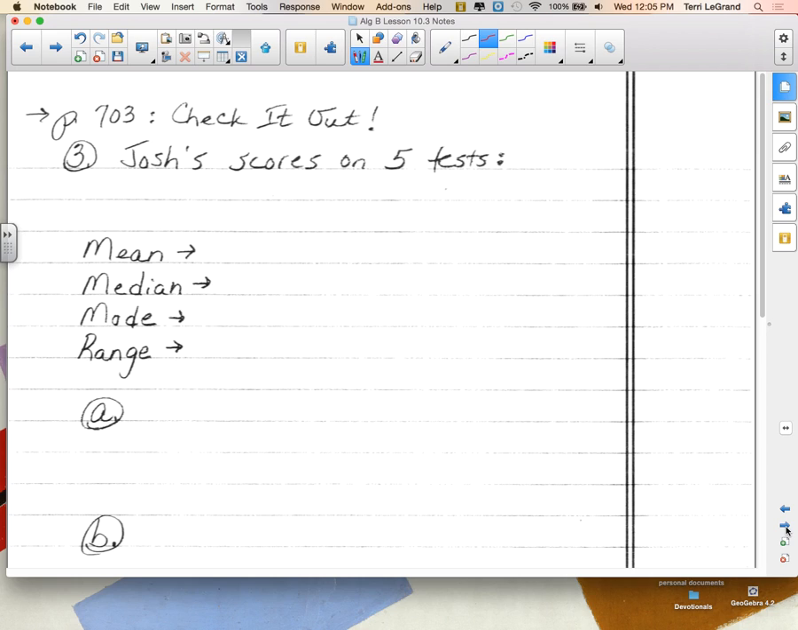Now we're going to do number 3, which is at the bottom of the page. Here's some test scores. Josh scored 75, 75, 81, 84, and 85 on 5 tests. Hey, guess what? They already ordered them, didn't they? So let's go ahead and write those down. 75, 75, 81. And guys, I'll be checking those notes tomorrow. Make sure you fill in that backside. Okay? And 85.